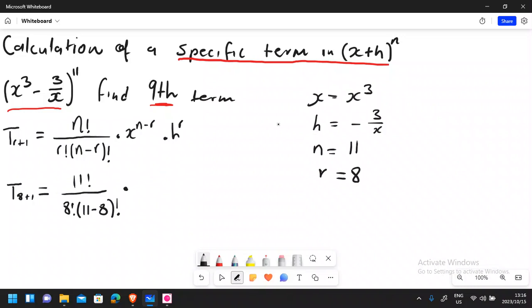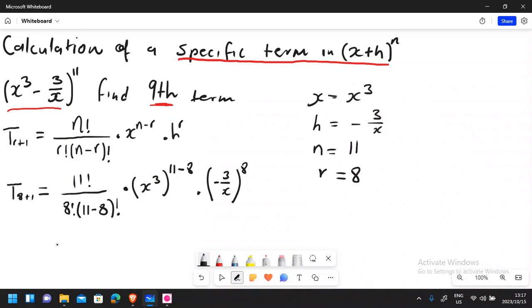And let's multiply by x. But in this case, what is our x? Our x here is going to be x to the power of 3. Now n is going to be 11, and then minus our r, which is 8, multiplied by our h. Our h here is negative 3 over x to the power of r. What is our r? In this case, our r is going to be 8.